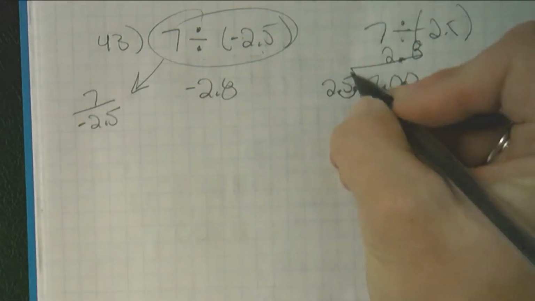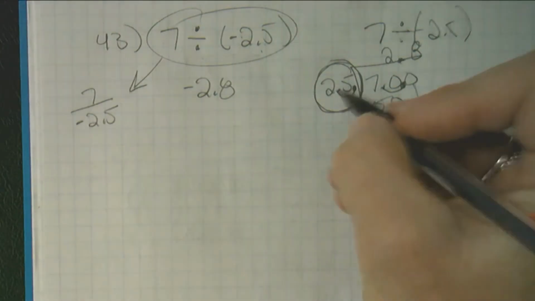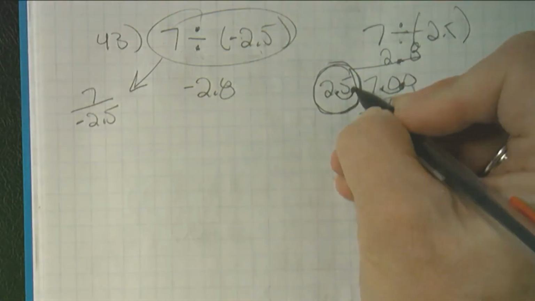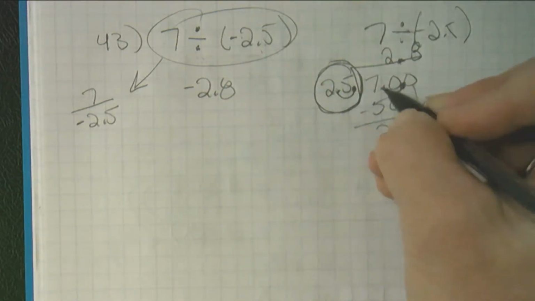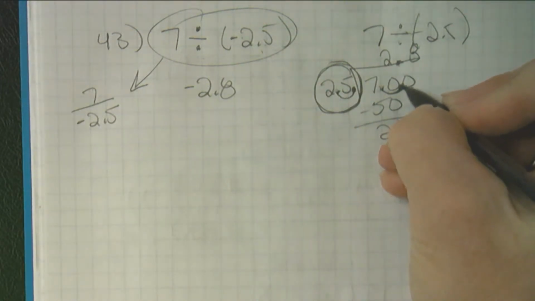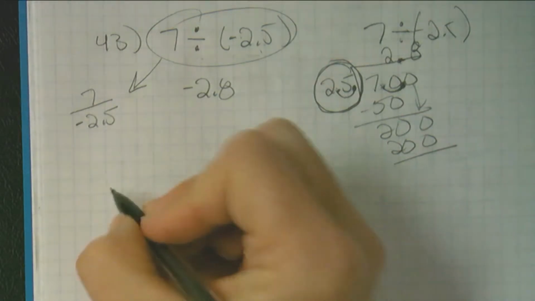So you cannot have a decimal in the divisor. However many spaces you need to move that decimal over in the divisor, here I only needed to move it 1 space to the right. I moved the dividend's decimal the same amount, and that's where the decimal remains. Okay? All right, let's take a look at 44.